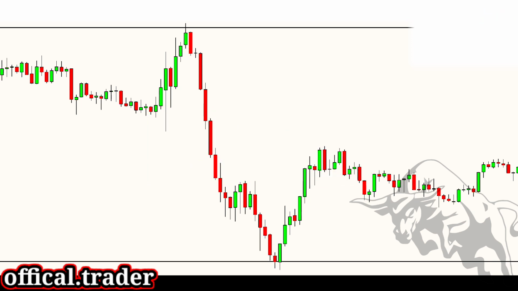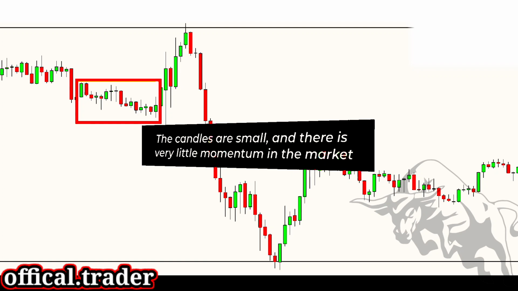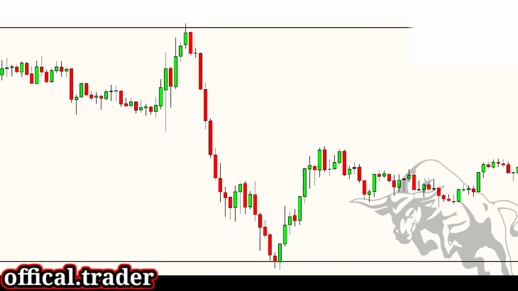In the first trade opportunity, we can see that price was consolidating below the higher time frame key level. The candles are small and there is very little momentum in the market. Then, we see price expansion as we head up towards our key level. Price rejects this level on the first green candle that touches it, as seen by this candle wick that was left behind. The next candle is a strong red candle, closing lower than the previous candle.